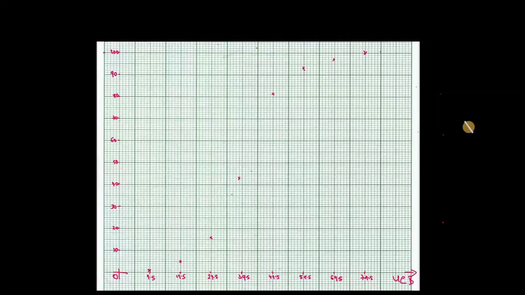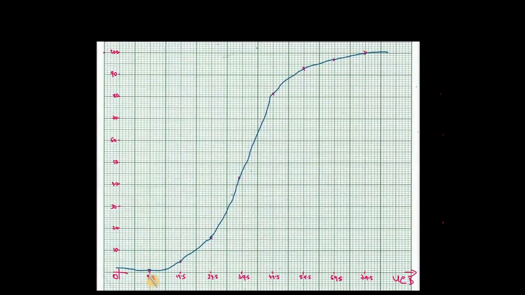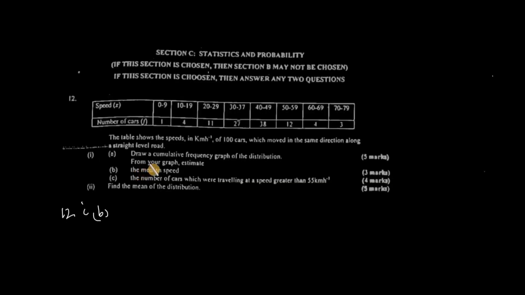So now we need to connect our points. Connect. We need to make sure that we extend this first point and also extend this one, because we may read a value here or here. Draw a cumulative frequency graph of the distribution.